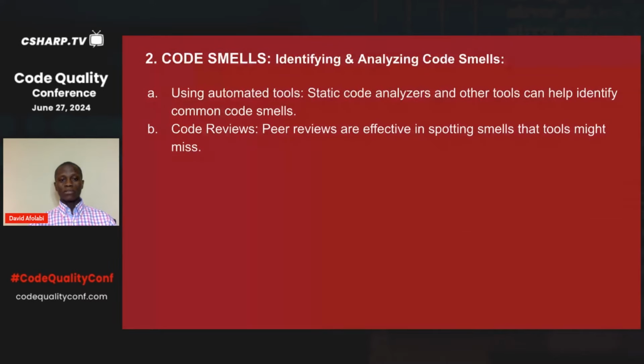And so one easy way to approach this would be to use automated tools, for example, static code analyzers and other tools like that that could help identify common code smells. Some of these tools are, for instance, ReSharper. Even PyLint could help facilitate automation of the identification and analysis of code smells. And then code review, which is done manually through peer review.